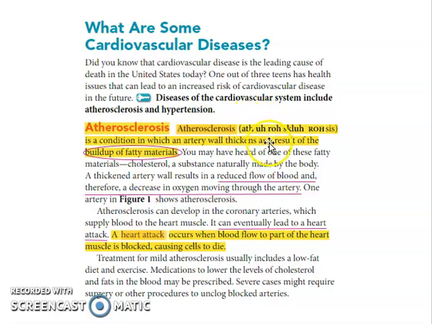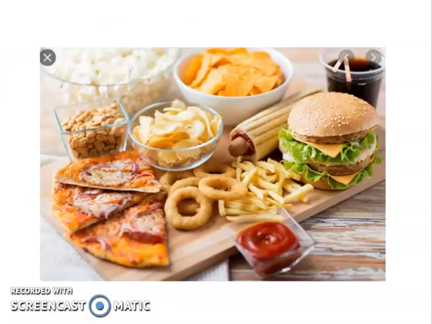So let's discuss atherosclerosis. Atherosclerosis is a condition in which an artery wall thickens as the result of buildup of fatty materials. Why is it building up? Because we are consuming fatty food. What are the examples of fatty food? Fatty foods such as animal meat. It's not bad to eat animal meat like chicken, beef, turkey. It's not bad, but it's bad to consume it in over portion. So when you consume it in a lot of portion, that is really bad.